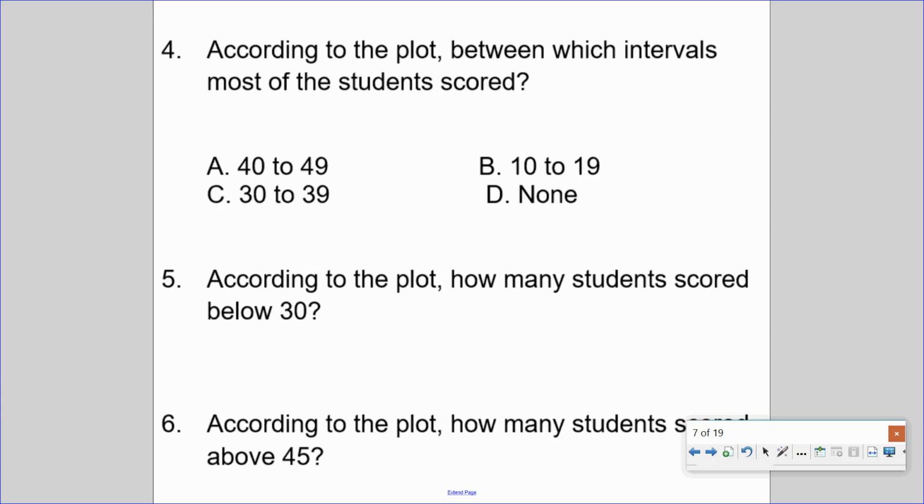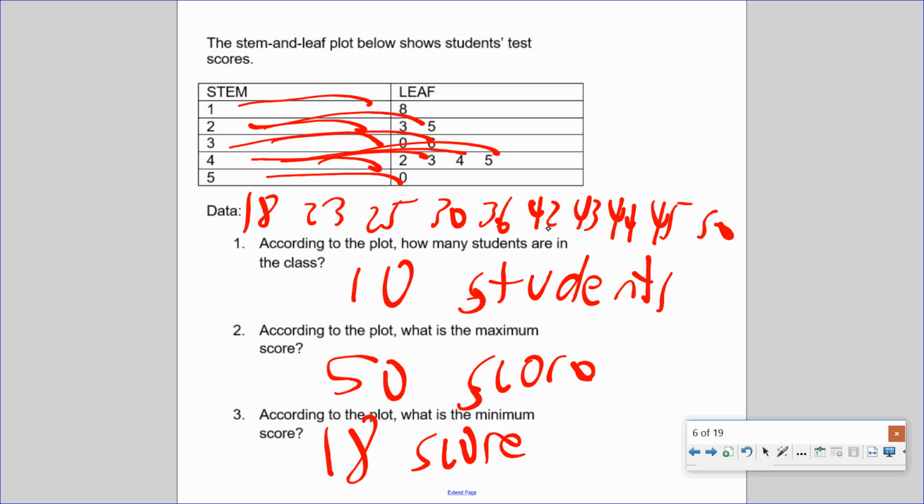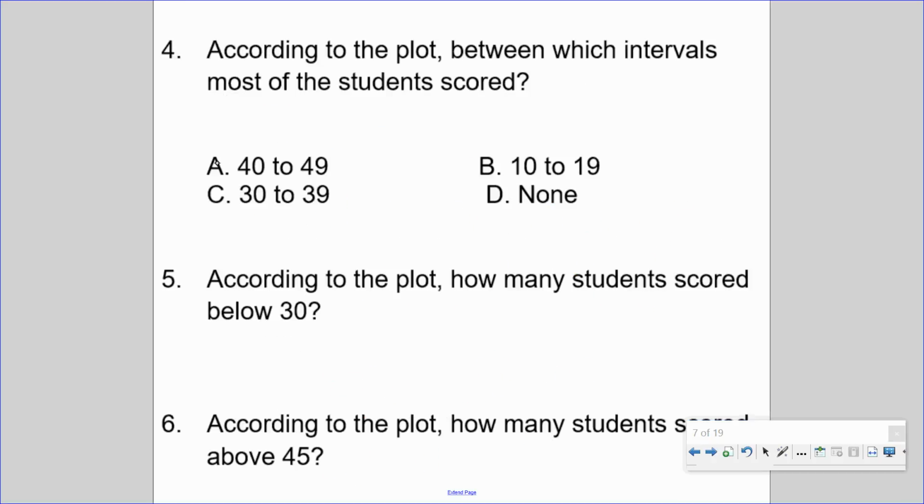According to the plot, between which intervals did most of the students score? Is it in the 40s? 1, 2, there's 4 of them. Or is it in the 30s? Just 2 of them. In the 20s, only 2 of them. So it must be in the 40s, A.